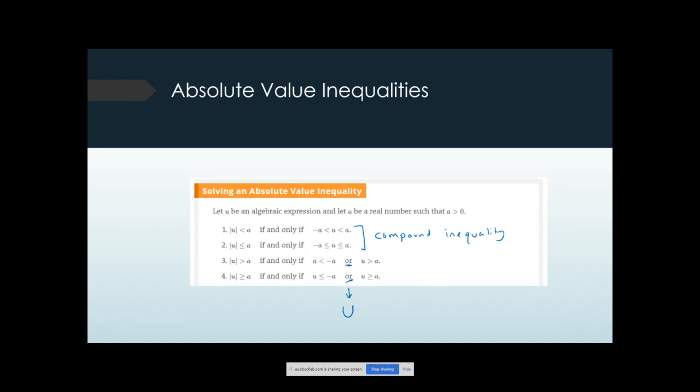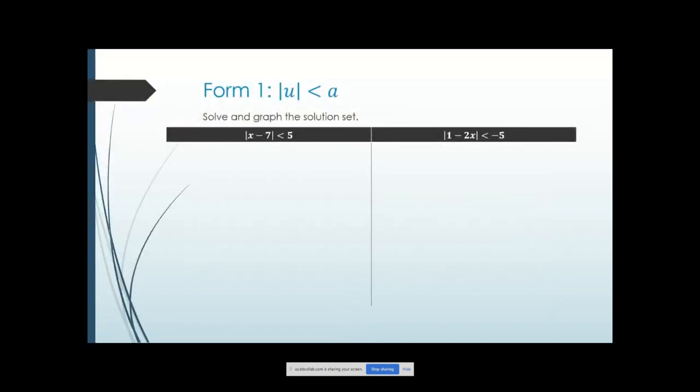So for these types, I strongly recommend graphing in order to figure out your solutions, because we have what is called a union going on because of the or symbol. So it's either one or the other, or it could be both. So that's what that means, basically. I've got examples going through all 4 of these possibilities here. So I'm going to just start from the top one and go down.